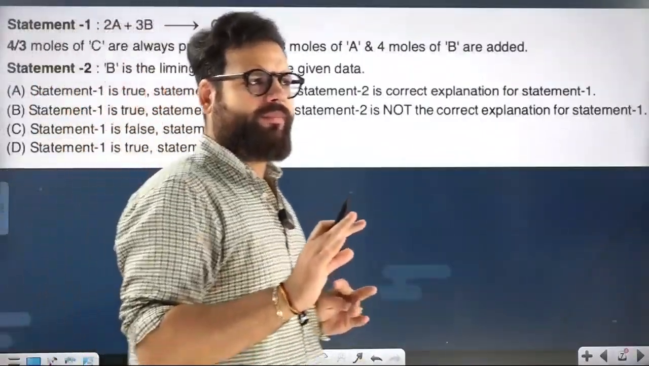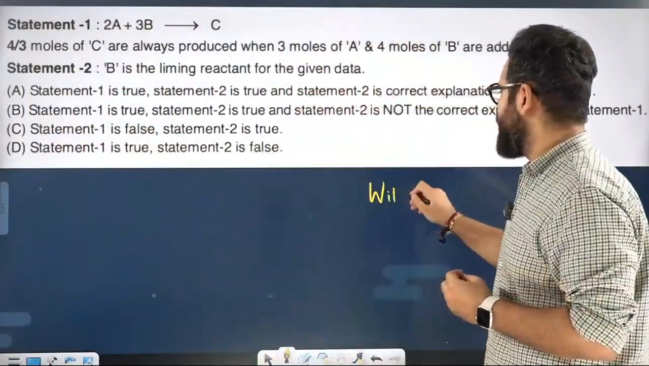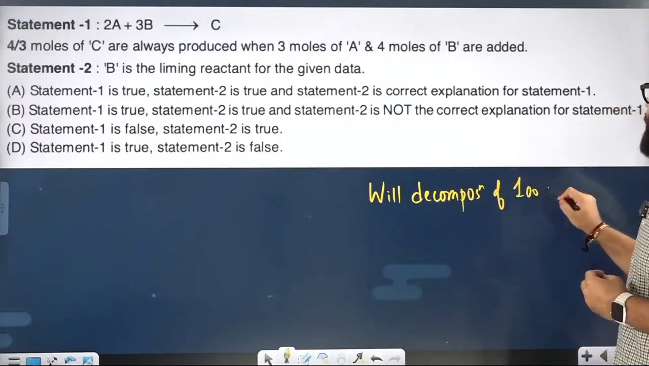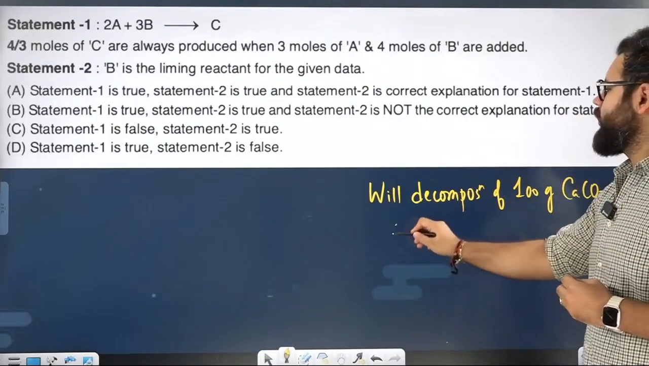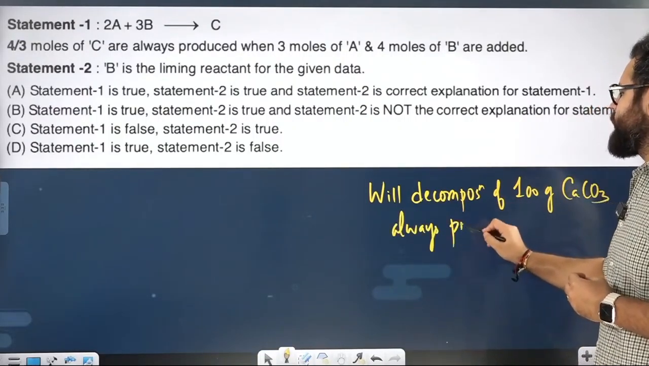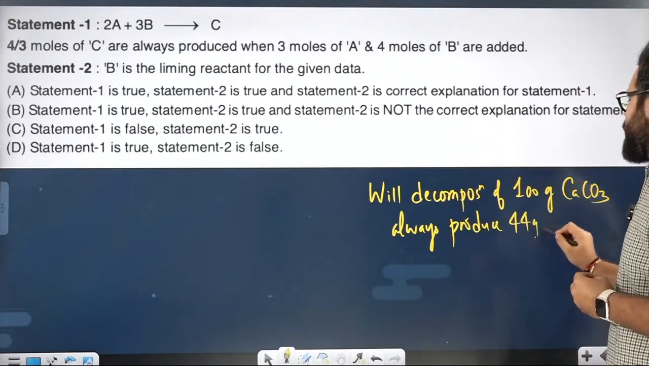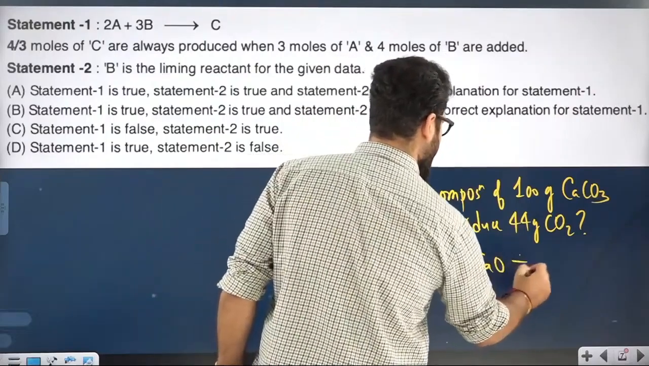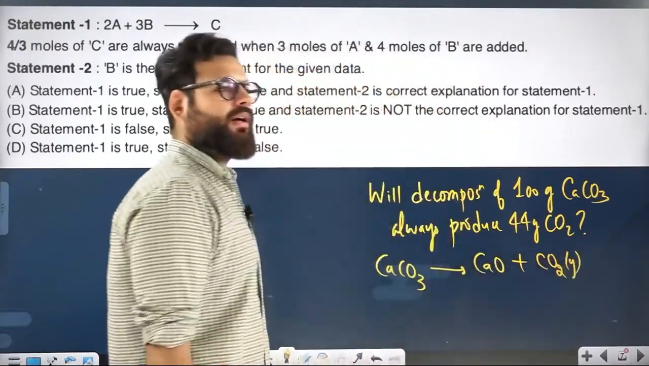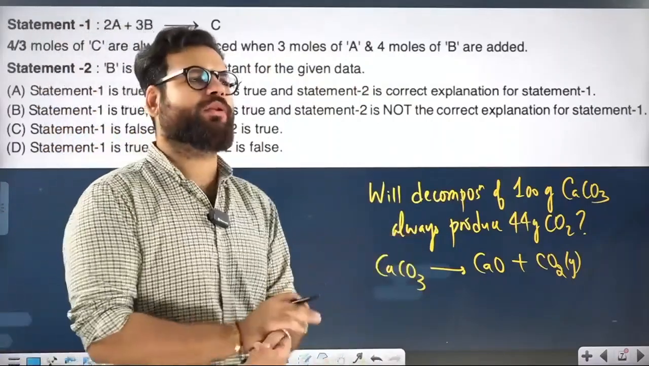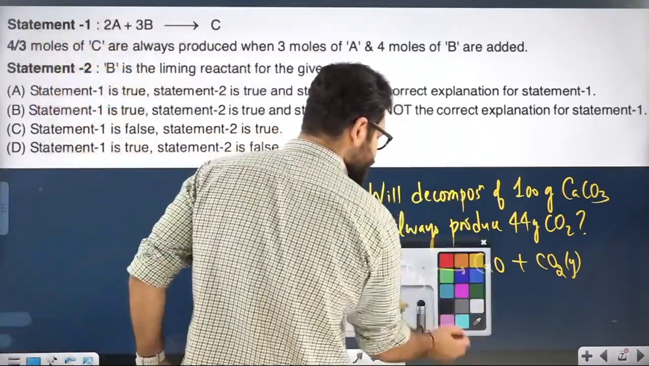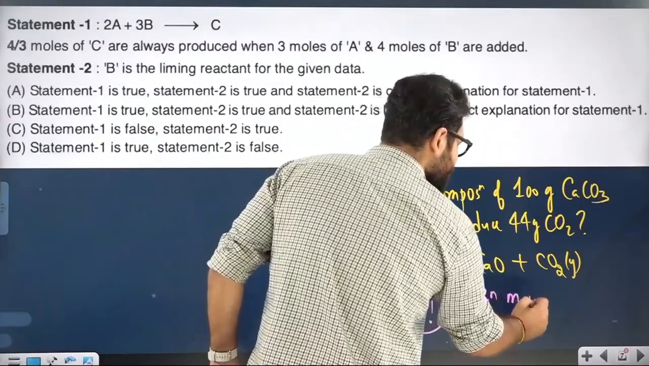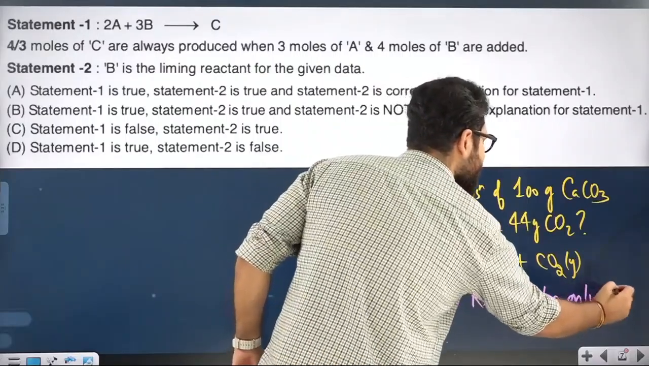One question I'm asking everybody. Will decomposition of 100 gram CaCO3 always produce 44 gram CO2? Tell me. This is the reaction. Will 100 gram of CaCO3 always produce 44 gram CO2 or no? Answer is no, it will not. Why? The reaction may be only 50% efficient.